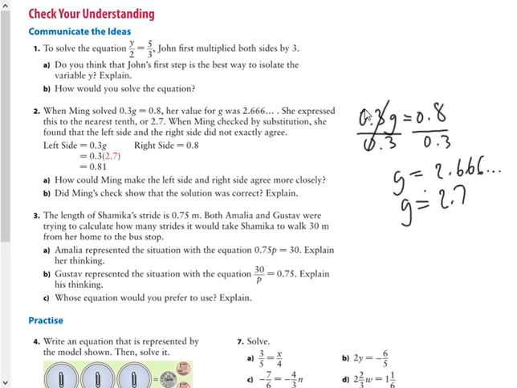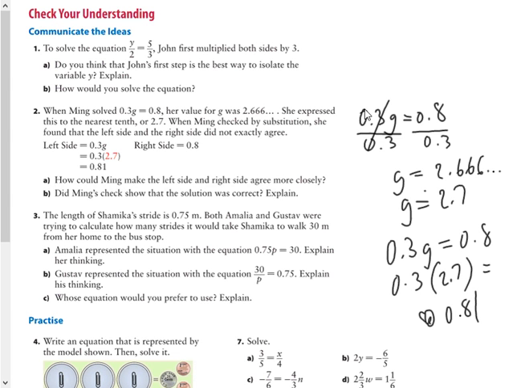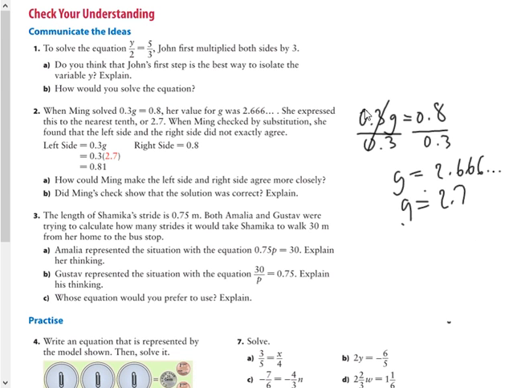And then she checked her solution to make sure it was right by substituting. So she took her original equation, 0.3 g equals 0.8, and she substituted g for 2.7. But when she did so, this ended up being 0.81 and not what it should be, 0.8. And why did that happen? Well, because she rounded, and that's the easy part. But what could she have done differently instead? And the answer to that is right here.